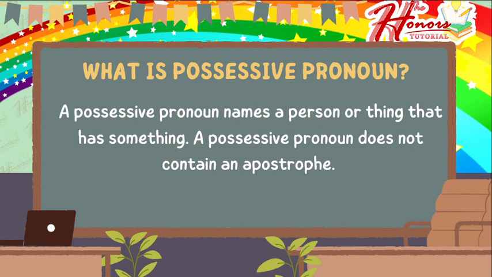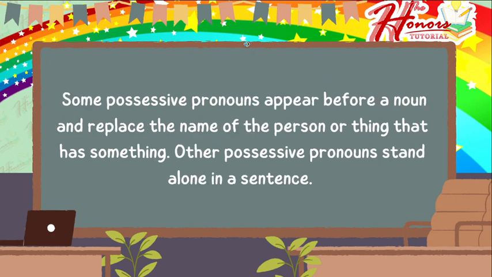So what is a possessive pronoun? A possessive pronoun names a person or thing that has something. Or in other words, a possessive pronoun is a pronoun that is used to express ownership or possession from the word itself. Take note that unlike a possessive noun, a possessive pronoun doesn't contain an apostrophe. In addition, some possessive pronouns appear before a noun and replace the name of the person or thing that has something. But other possessive pronouns can stand alone in the sentence.